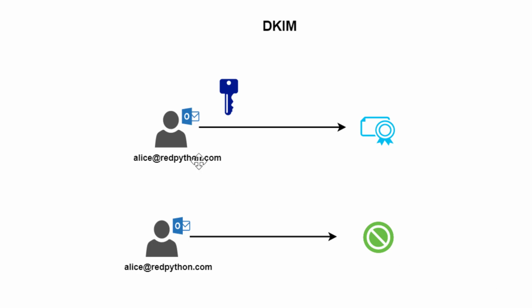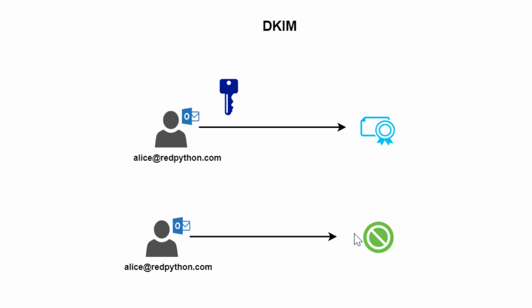Alice at RedPython is encrypting the message, sending it to the world using her private key. And any receiver will be able to decrypt the message using the public key, which is available on the DNS. And bang, it will be delivered. Meanwhile, another Alice at redpython.com who is not encrypting her message using the private key will not see it delivered, because no one will be able to use the public key available to decrypt the message. Thus, it will not be delivered.